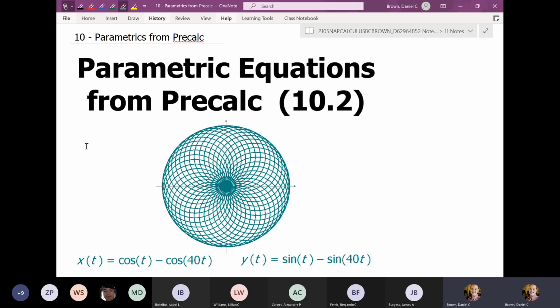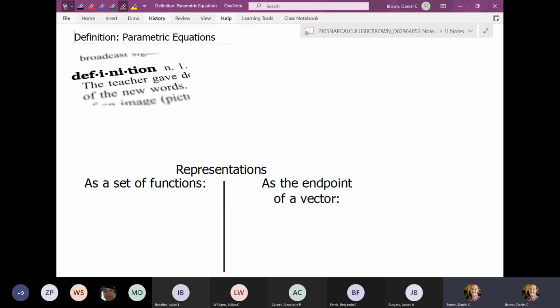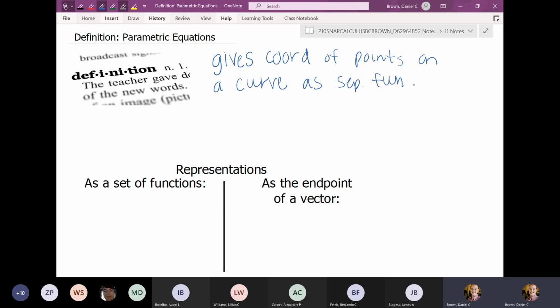So to define some things, I did want to go ahead and define again for us what a parametric equation is. A parametric equation is basically an equation that gives the coordinates of points on a curve as separate functions of a parameter, and we often use the variable t as our parameter.